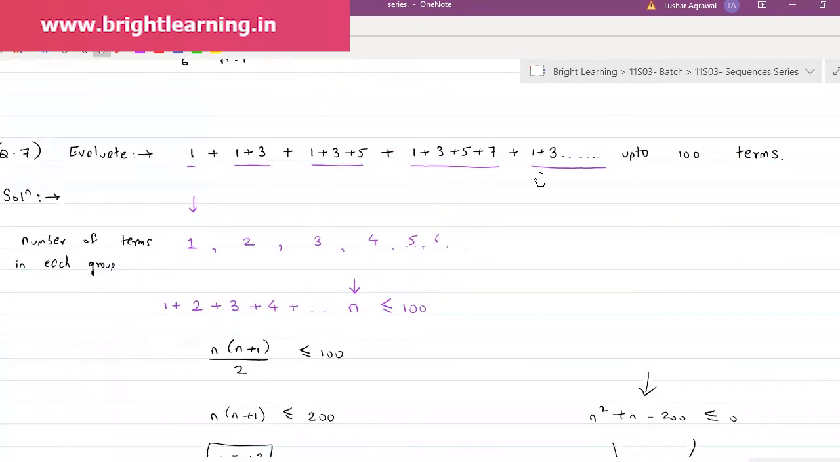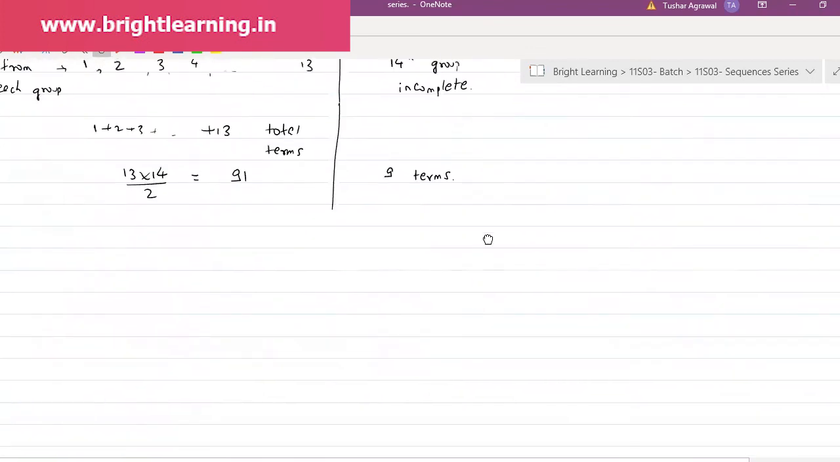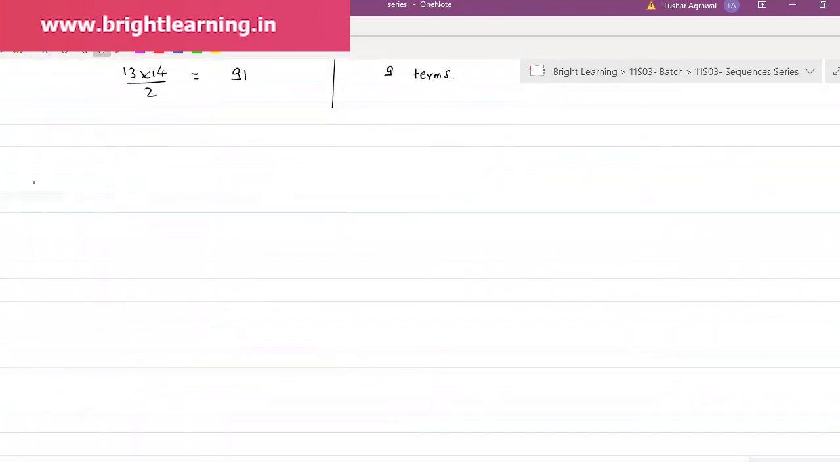Now finally I will write the sequence as 1, 3, 5, 7, the odd numbers only. So I will write the sequence as 1, then 1 plus 3. After that 1 plus 3 plus 5. Then so on and so on. This is the first group completed, second group completed, third group completed. So group 1, group 2, group 3 up to group 13.